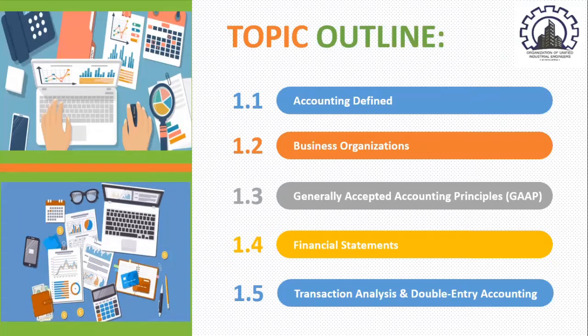First, we have the accounting definition. Second, we will be discussing business organizations. Third, we have generally accepted accounting principles or the GAAP. Fourth, we have the different financial statements or the basic financial statements. And finally, we have transaction analysis and double entry accounting.